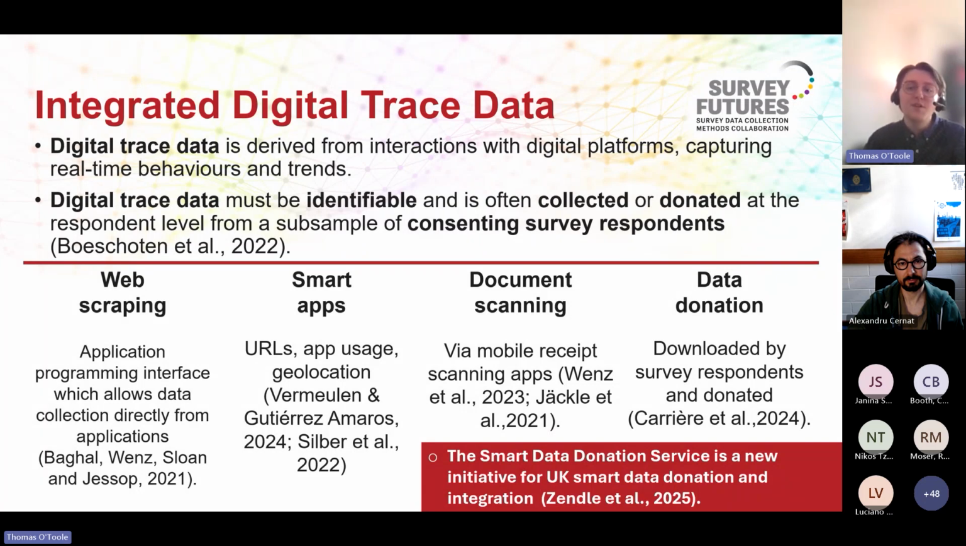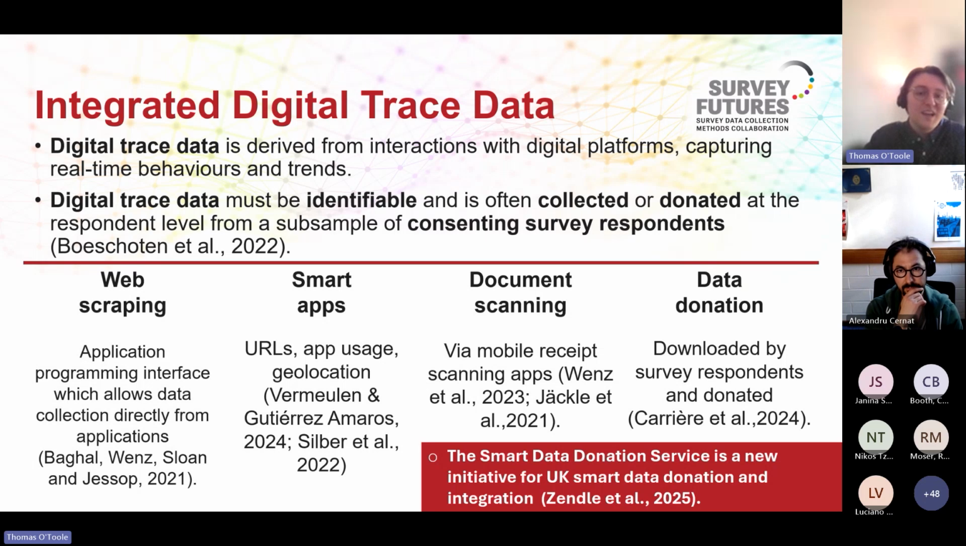And to be integrated with survey data, digital trace data must be identifiable. That applies to all types of non-survey data, but it can be a particular issue with digital trace data. And this means that there must be a shared unit of linkage with survey data that allows for these records to be combined. And this means that digital trace data is often collected or donated by a subsample of consenting survey respondents.